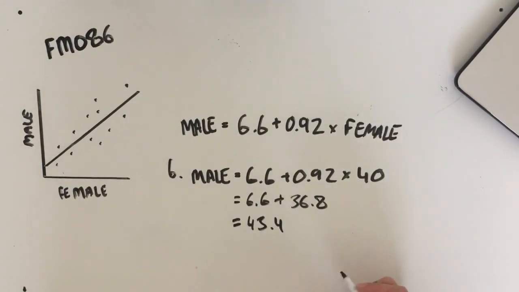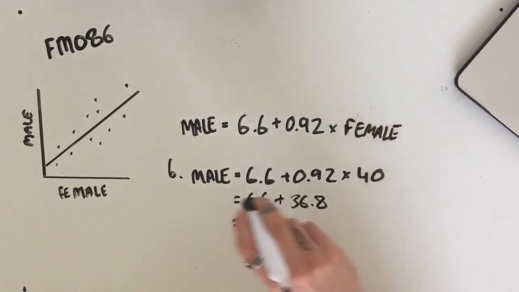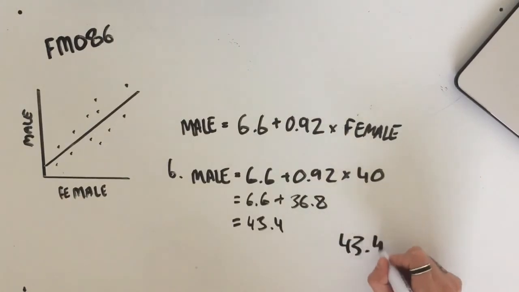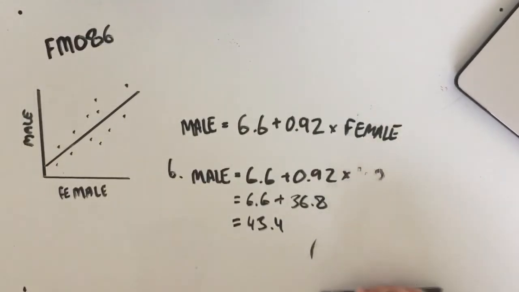Awesome. So in this particular school, since the female stress levels are at 40%, we're predicting that the male stress levels are going to be at 43.4%. So 43.4% is our prediction, and that's our answer for part B.